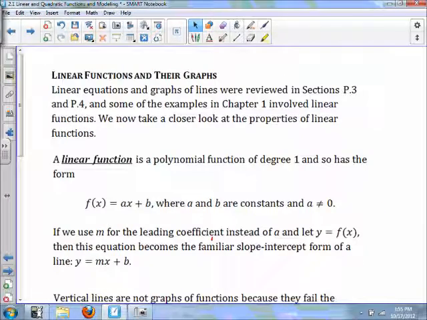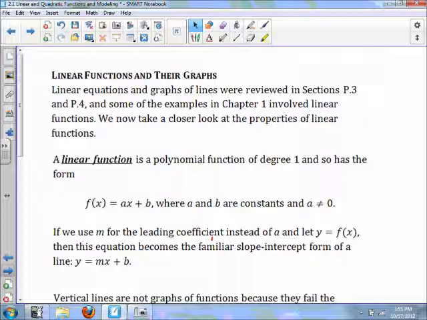Now, linear equations and graphs of lines were reviewed in sections P3 and P4, which we didn't go over, but the material is in there. And also we talked about some examples in Chapter 1 that also involve linear functions. We now take a closer look at the properties of linear functions.